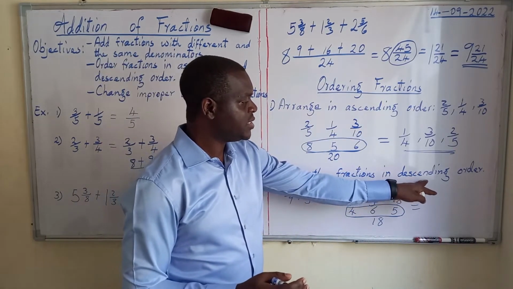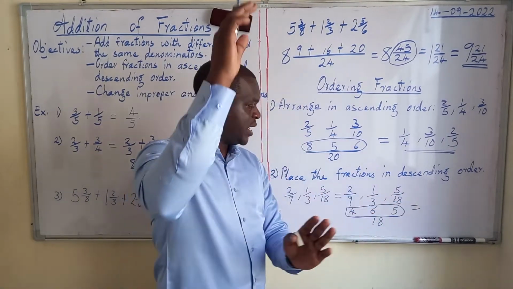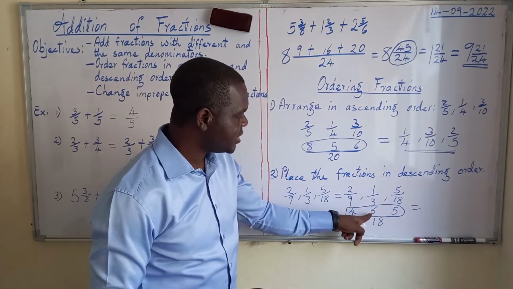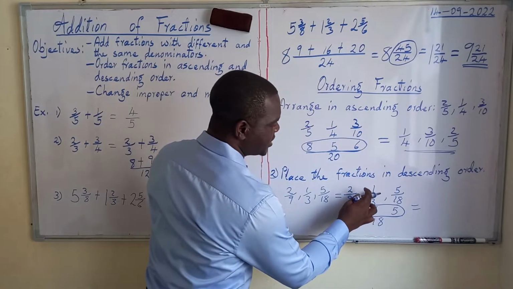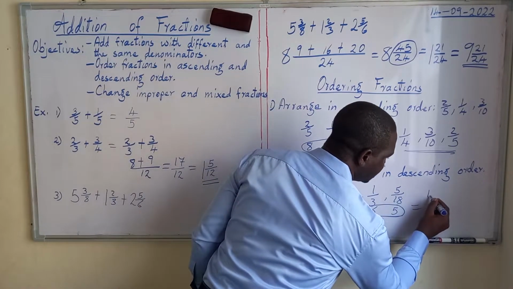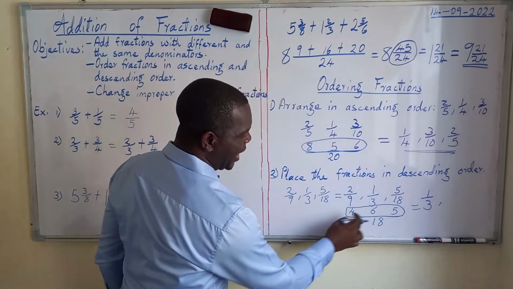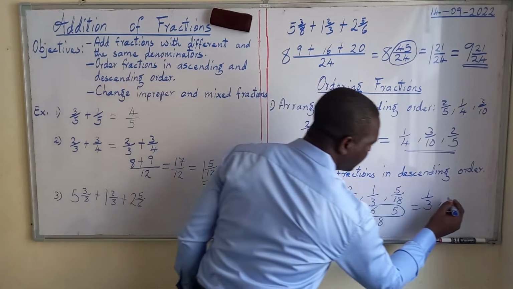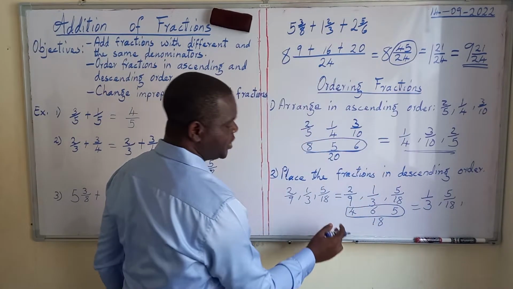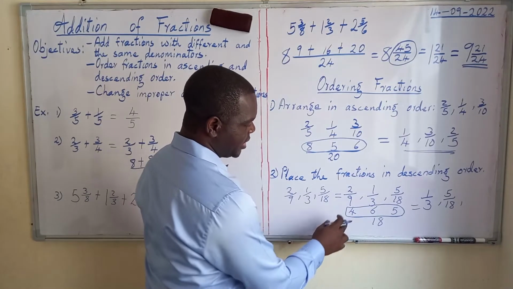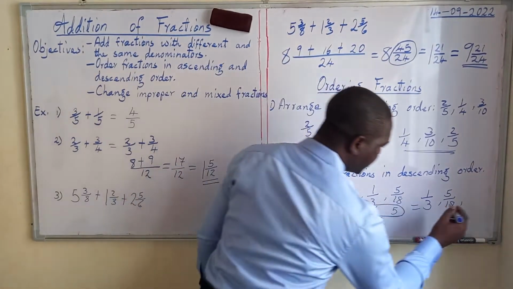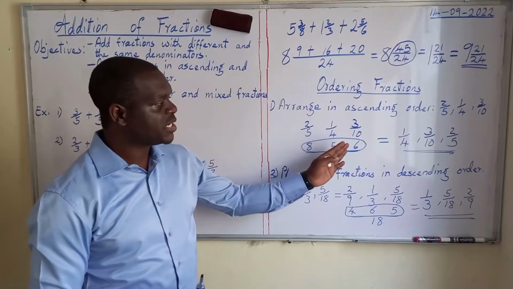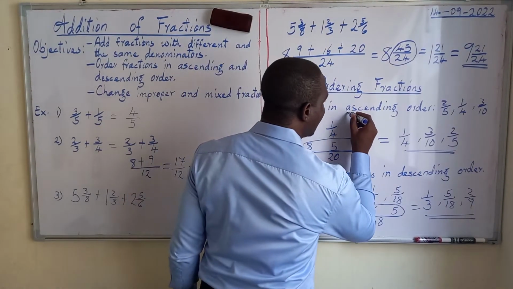Remember, we are doing it in descending order, so we start with the highest. And the highest number here is 6. 6 represents 1/3. So our highest fraction is 1/3, followed by 5. 5 is 5 all over 18. And the last, which is the smallest number here, is 4. And 4 represents 2 over 9.